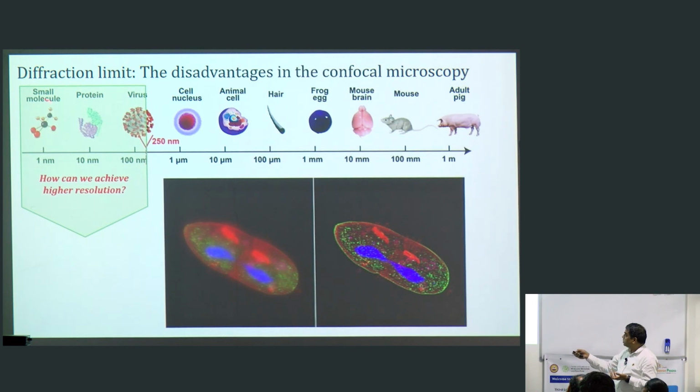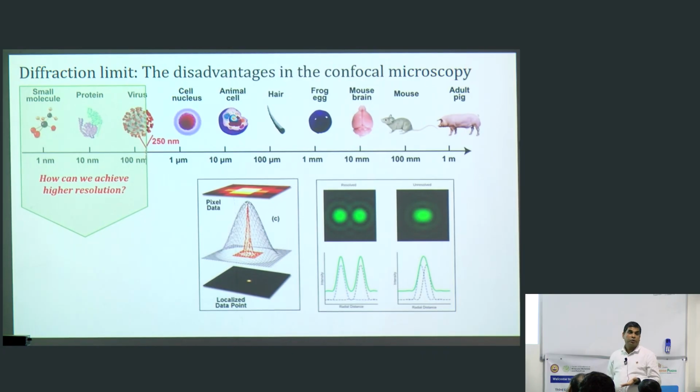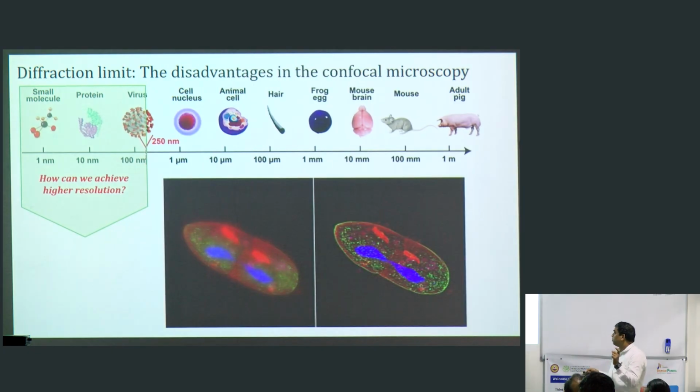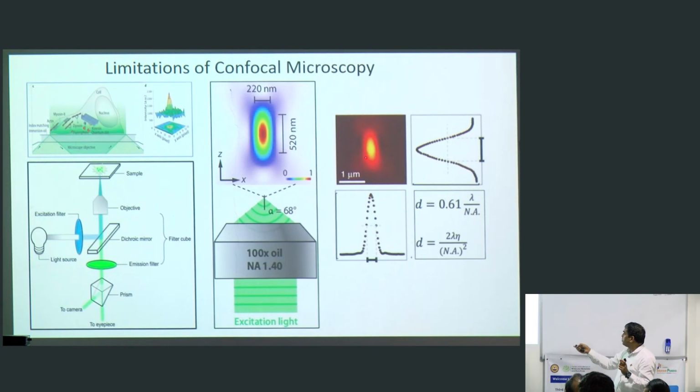Up to this point it is fine, but whenever you go beyond this, within the diffraction limit, the problem appears, and that is what super resolution addresses. What does it basically do? It manipulates the point spread function. The point spread function is basically a Gaussian type of function, which in the xy direction gives you a full width at half maxima of 250 nanometer. In the axial direction it is around 500 or 600 nanometer.